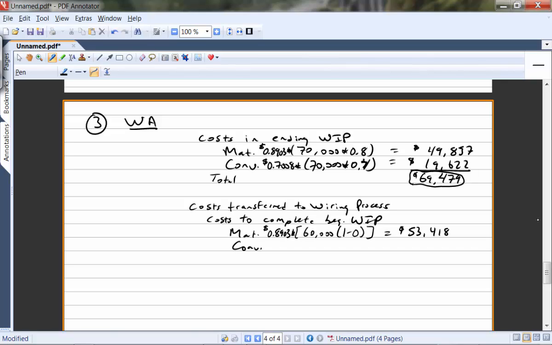For conversion, our cost per equivalent unit is this times, again, 60,000. Each of them we're assuming is 0% done with respect to conversion, so that means we need to complete all 60,000 of them. We're going to get 42,048. And the sum of these is 95,466.